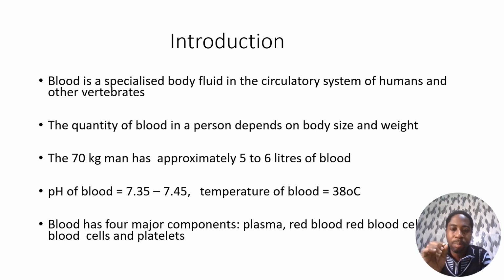The temperature of blood hovers around 38 degrees Celsius. Blood has 4 major components. These 4 components include plasma, red blood cells, white blood cells, and platelets.